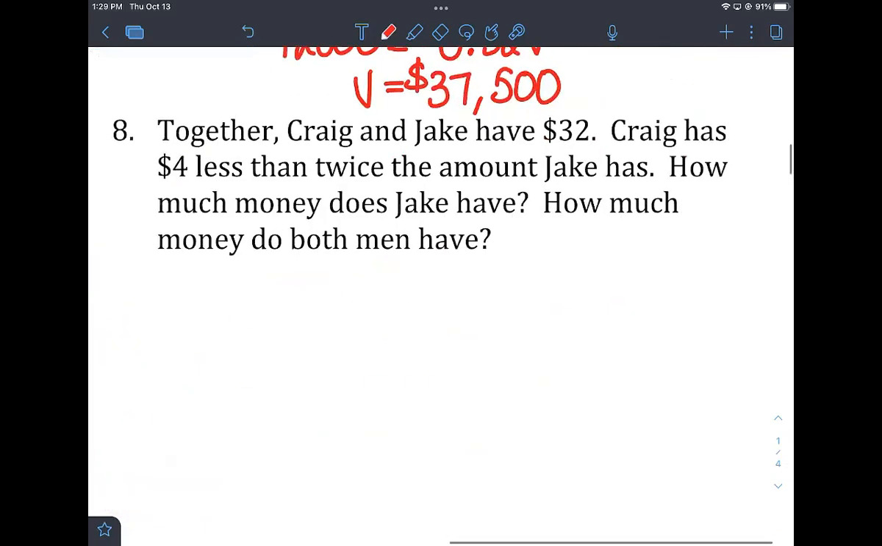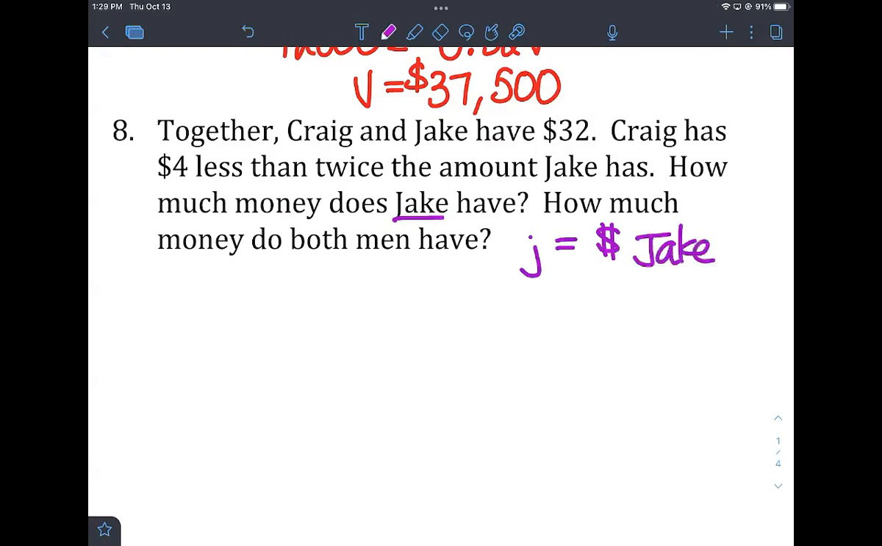Number 8, together Craig and Jake have $32. Craig has $4 less than twice the amount Jake has. How much money does Jake have? How much money do both of them have? Let's start with how much money Jake has, since they asked that first. Let's use Jake, or J. J is going to represent the dollar amount that Jake has.